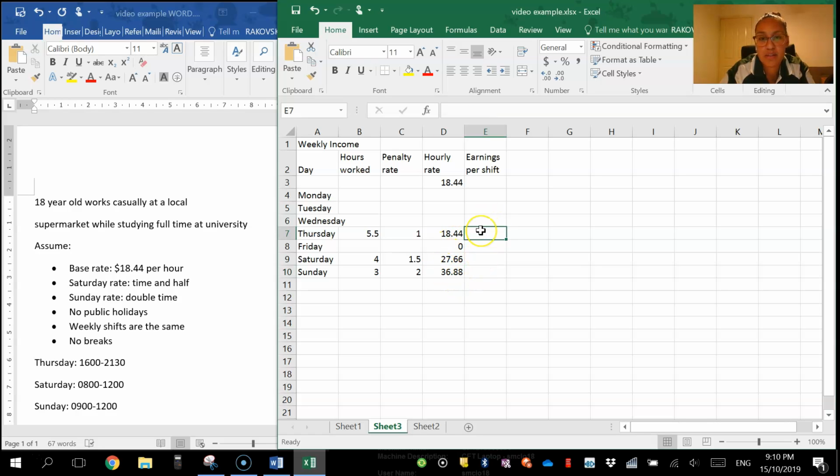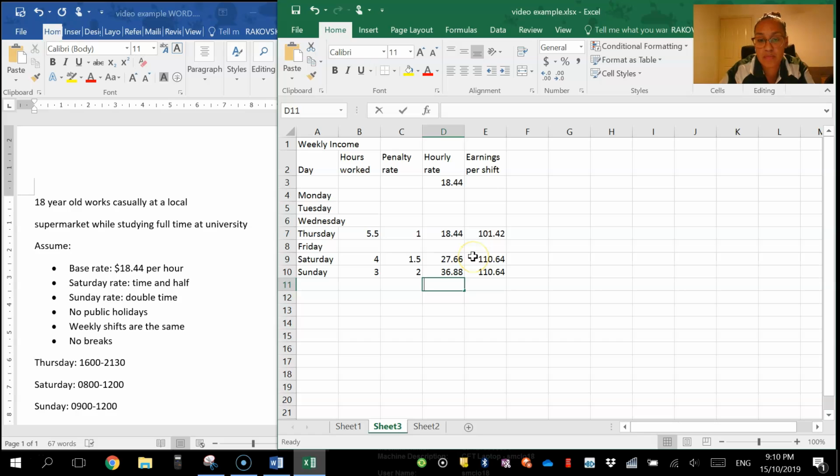Now what we're going to do with these ones is work out your earnings per shift. So it's going to be equals B7 multiplied by D7. And that is the amount of money you earn per shift. Scroll that down. Obviously you don't need that one, don't need that one, you can't keep them there. And you have your earnings per shift.